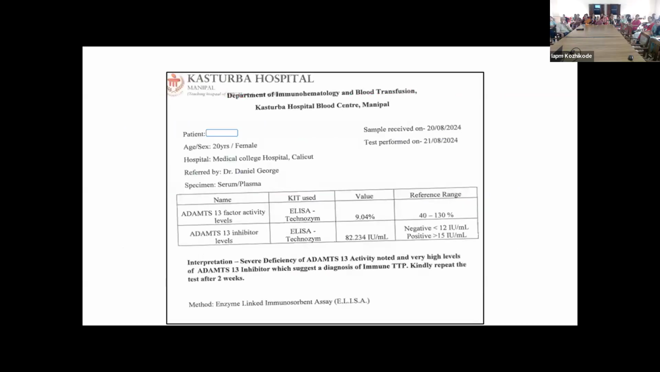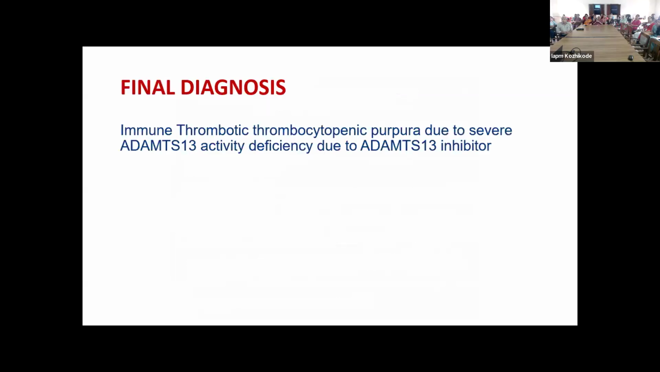In the meantime, we also received the report of the ADAMTS13 assay, which shows a marked decrease in ADAMTS13 factor level, less than 10%. Also, there is a high level of ADAMTS13 inhibitor, that is 82.234 international units per milliliter. So it suggests a diagnosis of immune-mediated thrombotic thrombocytopenic purpura. So the final diagnosis was given as thrombotic thrombocytopenic purpura due to severe ADAMTS13 activity deficiency due to ADAMTS13 inhibitor.